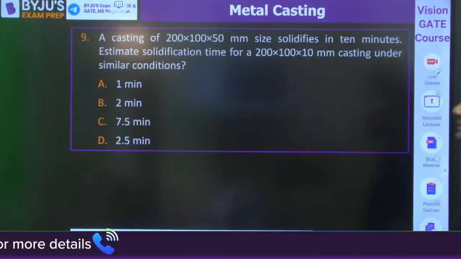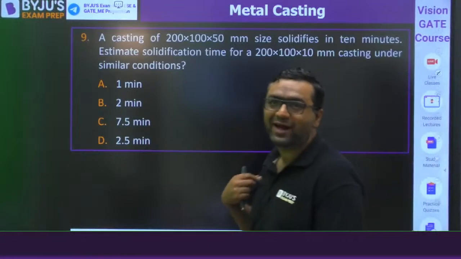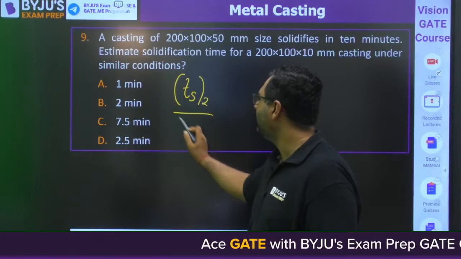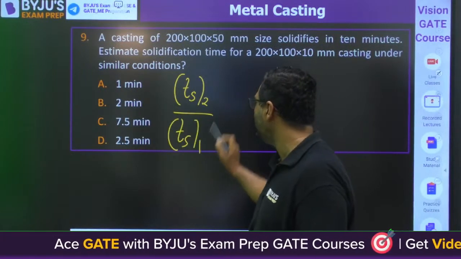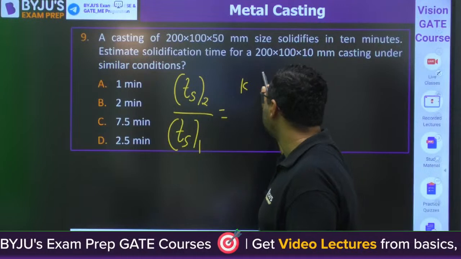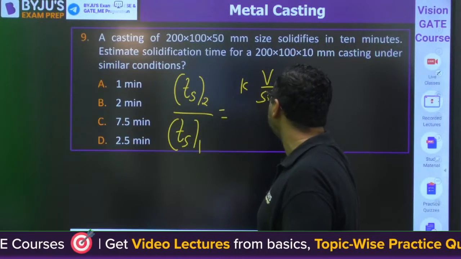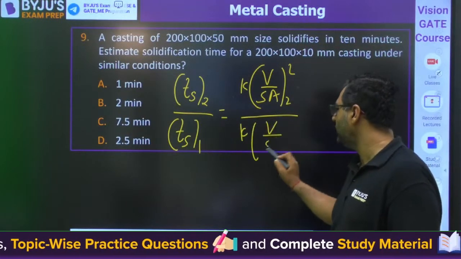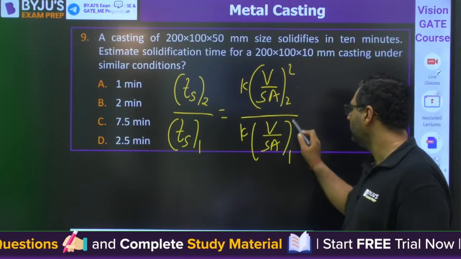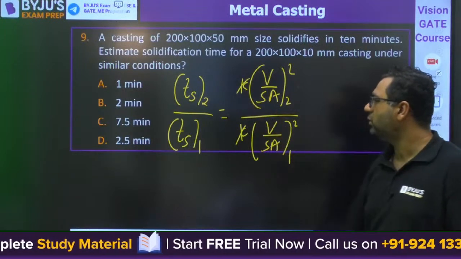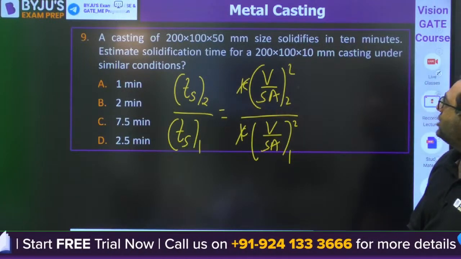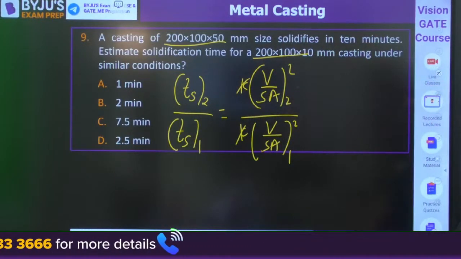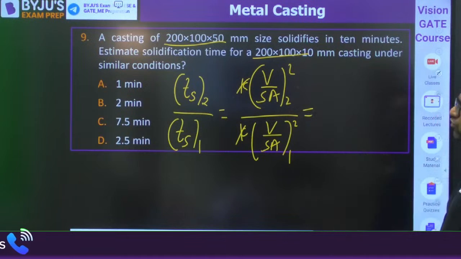Next question is this. This type of question also has been asked in the GATE. This is the solidification time of 2 divided by solidification time of 1. Once again, K will get cancelled out. You will say V by surface area, the square of 2, by V by surface area, the square of 1. K will get cancelled out. So you know that they have already mentioned these are the sizes. Okay, let us see how many of you give the right answer for this. Then I will continue to the solution.